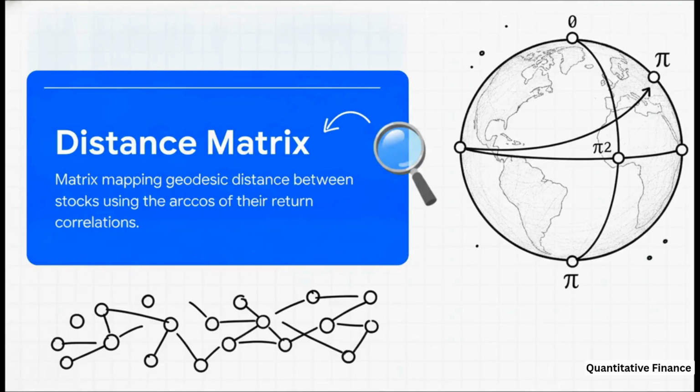Let's break these down, starting with the distance matrix. Instead of just looking at standard correlation numbers on a spreadsheet, I want you to imagine the market as a physical globe. This matrix actually calculates the geodesic distance, meaning the absolute shortest path along the surface, between any two stocks based on the arc cosine of their return correlations. It's a brilliant visualization. If two stocks move perfectly in sync, their distance is basically zero. They sit right side by side on this globe. If they are entirely uncorrelated, they sit much further apart. And if they reliably move in opposite directions, they're sitting at opposite poles. So it gives us this beautiful spatial map of the market's underlying structure.